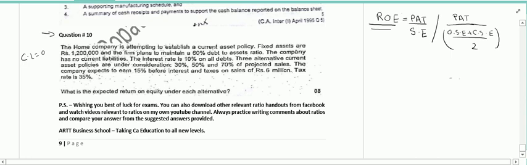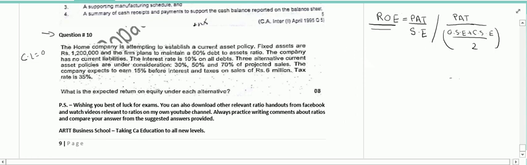And what are these policies? 30, 50 and 70% of projected sales. So my first policy is that I will maintain my current assets at 30% of my sales. Whether I should do that or not, that is what I have to decide. Or I can maintain my current assets at 50% of my sales value, or I can maintain my current assets at 70% of my sales value. I have to select either this or this or this, and I am not decided about it.